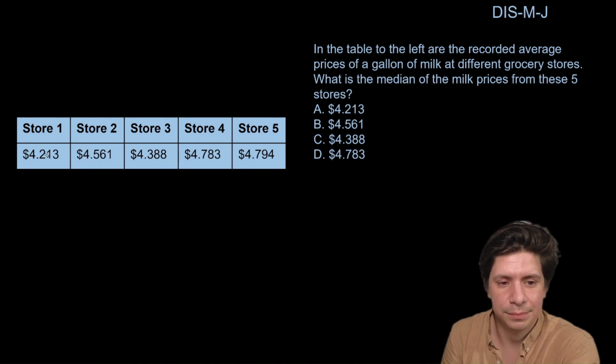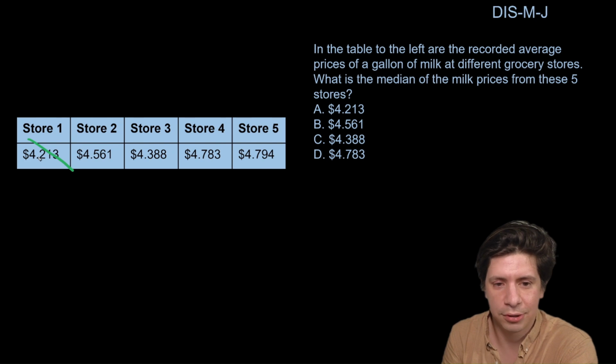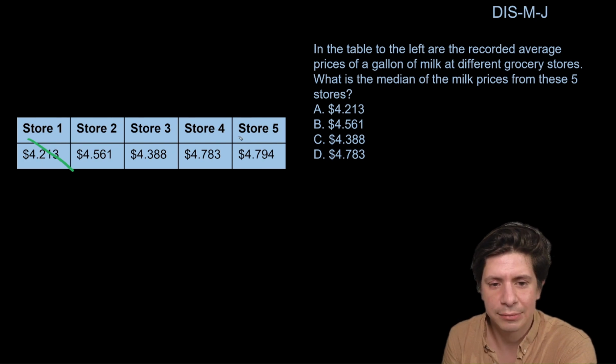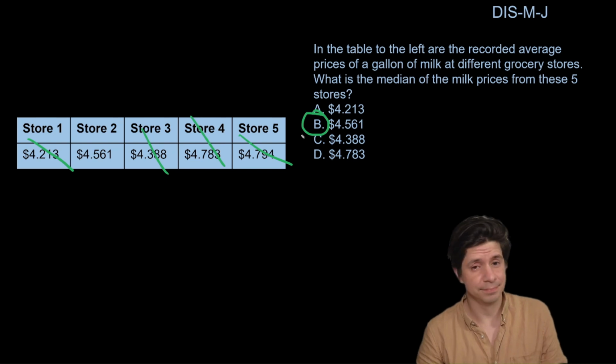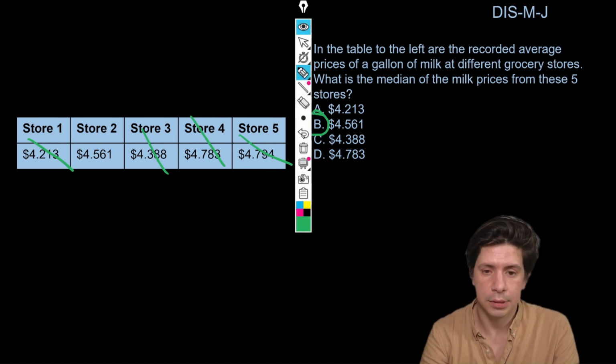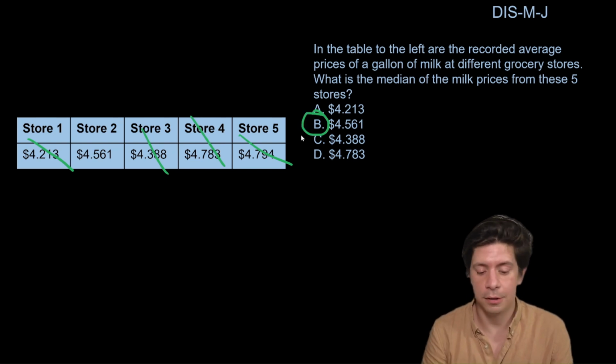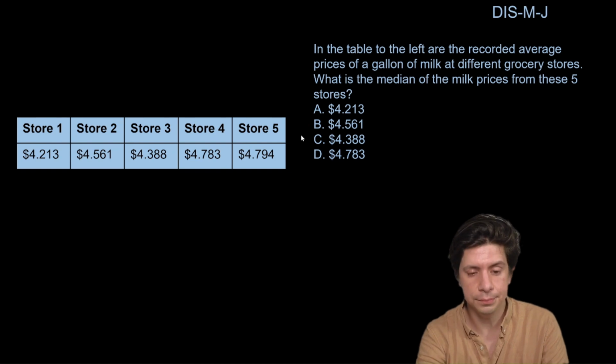This is the minimum. So I'm going to cross that out. I like to go minimum, maximum, minimum, maximum. So I'm crossing out the minimum. Then the maximum is here. That one's gone. Now I'm going to cross out the new minimum and the new maximum. So then I'm left with 4.561. My answer is B as in boy. Okay. Again, moving and grooving. We are on a roll here.